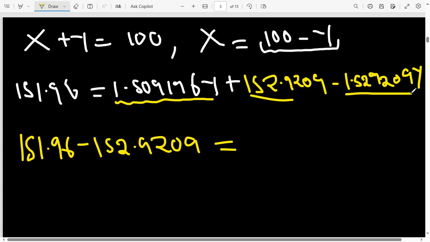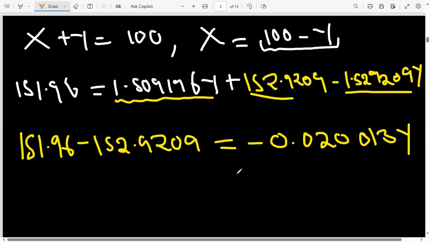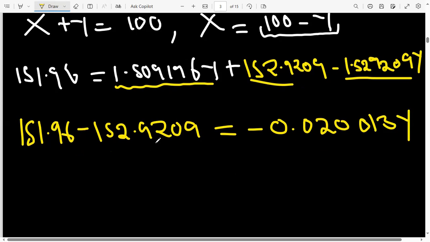Okay, so let's get our calculator and punch in 1.509196 and then minus 1.529209. So if I subtract that, according to my calculator, I'm getting minus 0.020013Y.